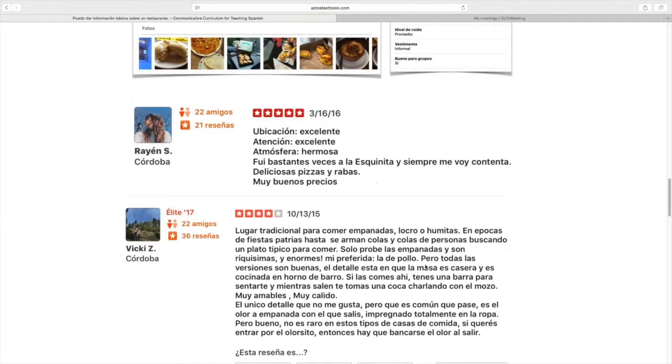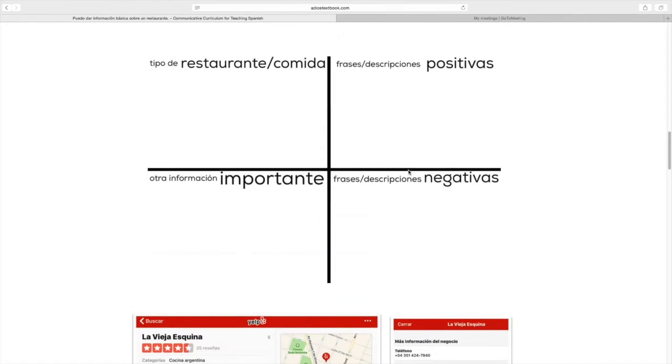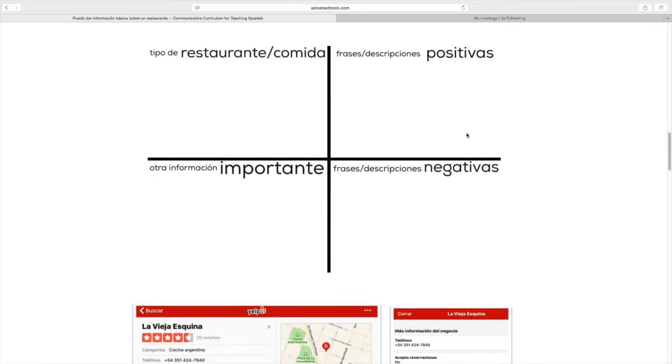And now the fun part. These are the reviews. I just picked out a few reviews that I thought my students would be able to get some good information about the restaurant from. Here they're going to start to add excellent and beautiful and good prices and delicious pizzas. They're going to start to add some of that positive information here on the chart for positive phrases or descriptions.